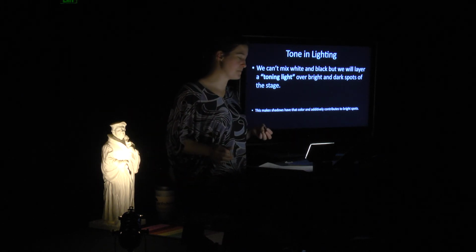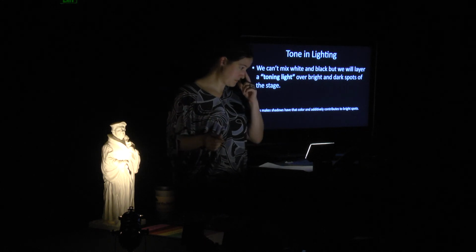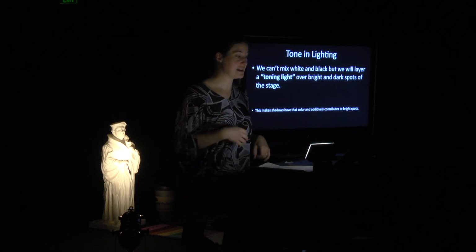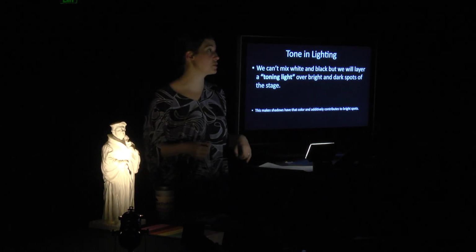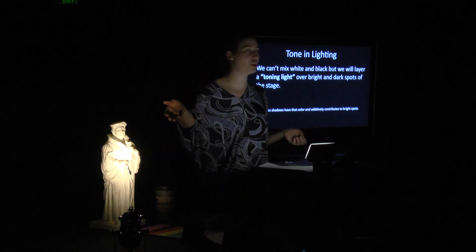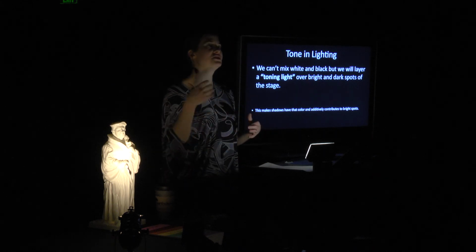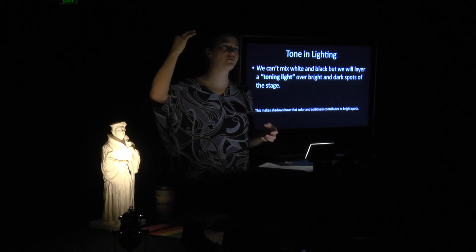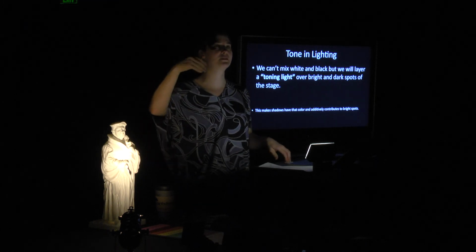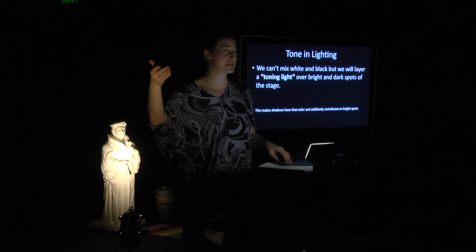So that's just to be aware. It makes the shadows have that color and additively contributes to the bright spot. Also, let's say you just have a pretty neutral front light; the blue downlight will make that front visibility look cool. Does that make sense?